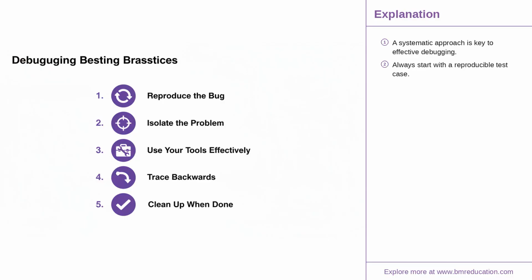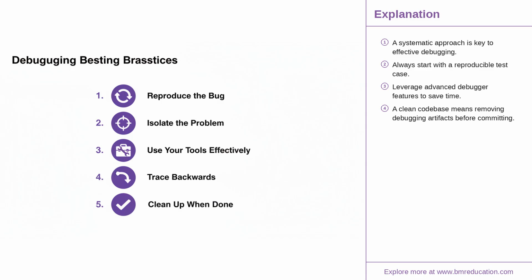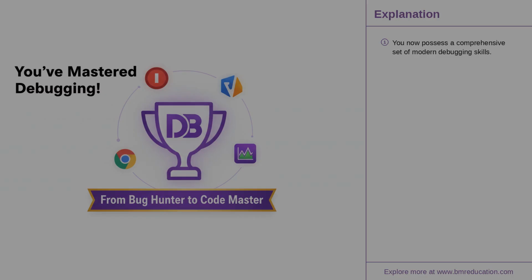Finally, let's review some best practices to make your debugging sessions effective. First, always have a reliable way to reproduce the bug. Second, isolate the problem by simplifying the scenario. Third, use the full power of your tools. Don't forget conditional breakpoints and watch expressions. Fourth, work backward from the incorrect output or error. And finally, always remember to remove your breakpoints and log points before committing your code.